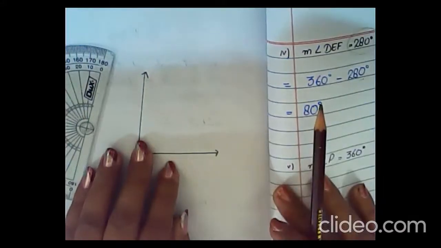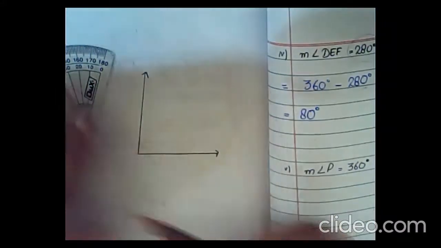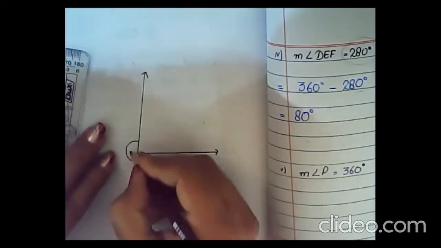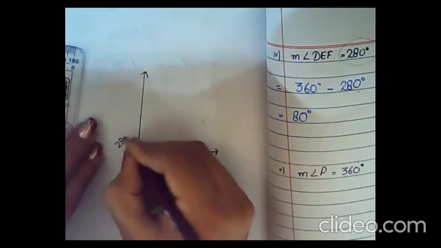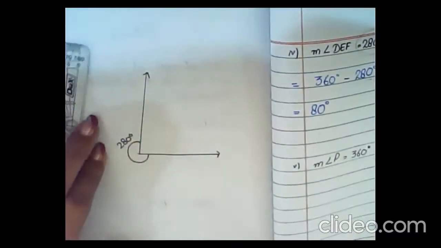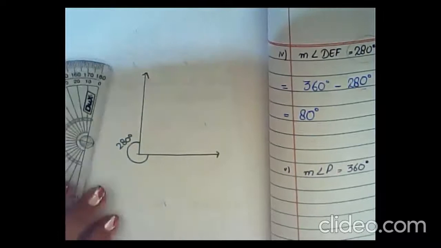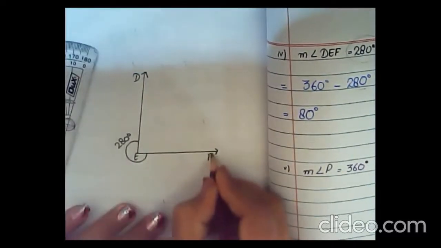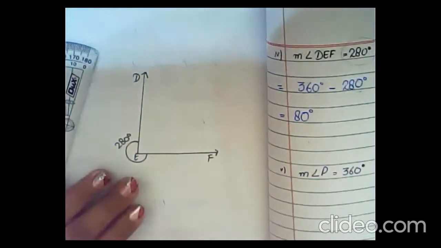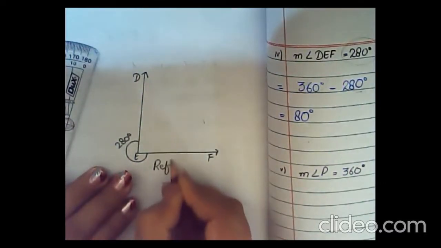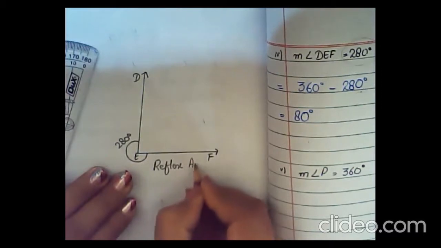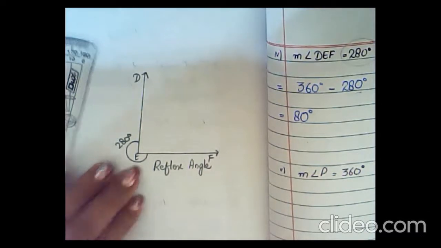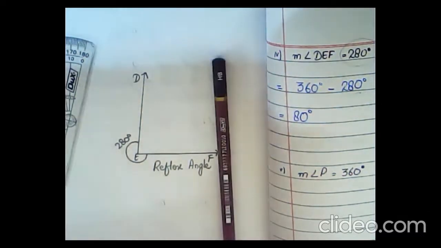So what will you do? You will write it down here. This one, the angle which is outside, this angle is basically of 280 degree. This will be point D, this will be E, and this will be F. And you will say that it is a reflex angle. Okay, this is the reflex angle. Is it clear?